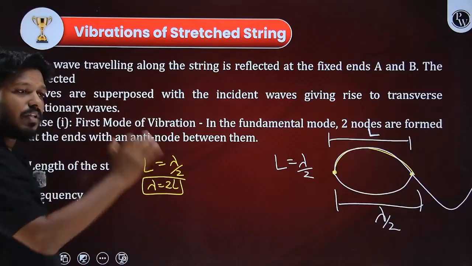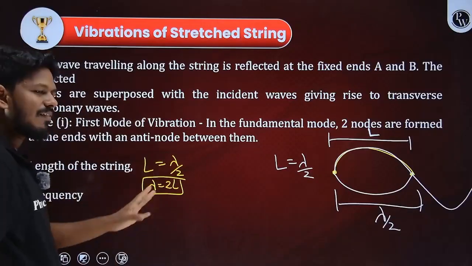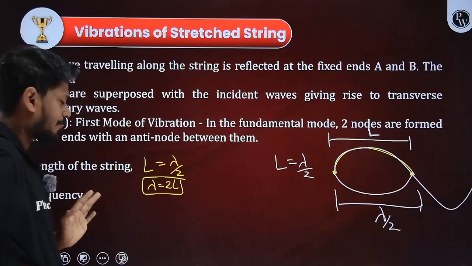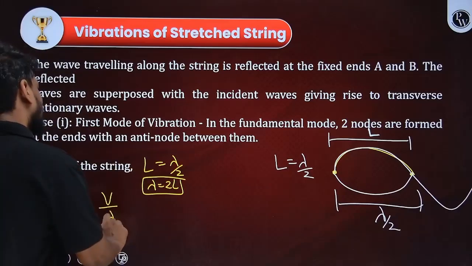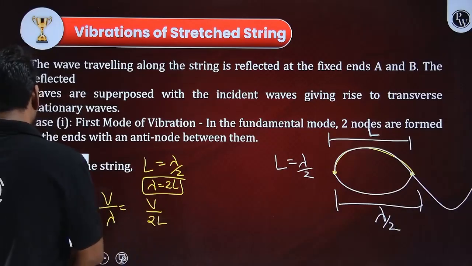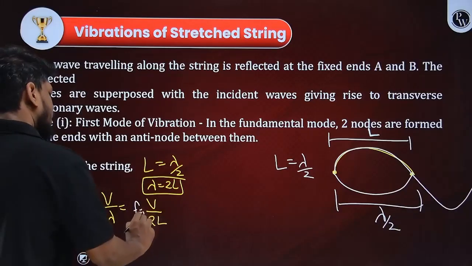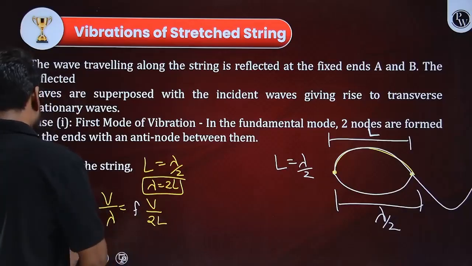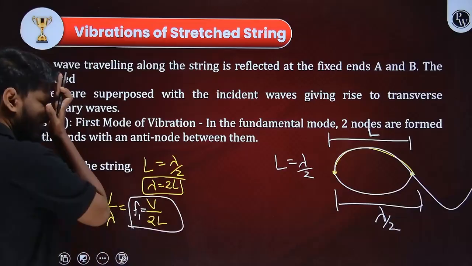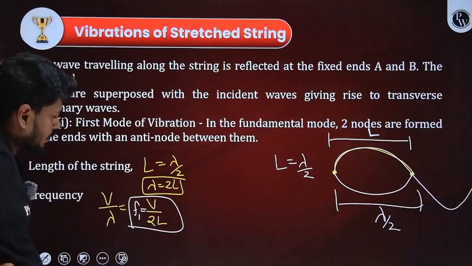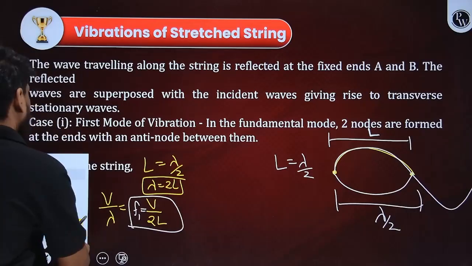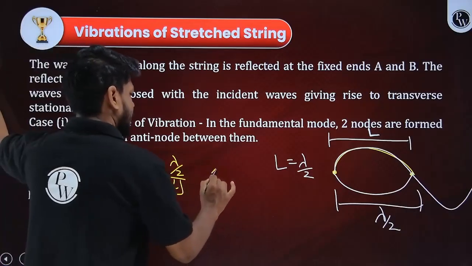What is the relationship between wavelength and length? My frequency can be written as velocity by wavelength. So if I substitute 2L instead of lambda, this is my fundamental frequency, which I call F1. Very, very important. Remember this: velocity by 2L. So for the first harmonic, this is called the first harmonic.